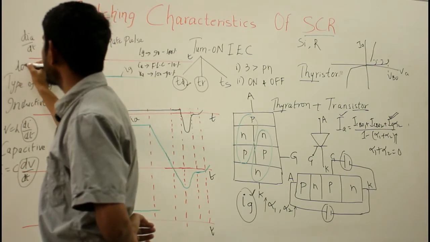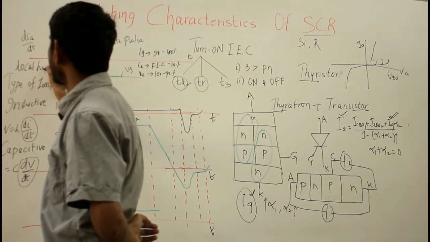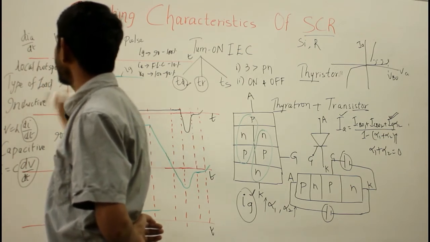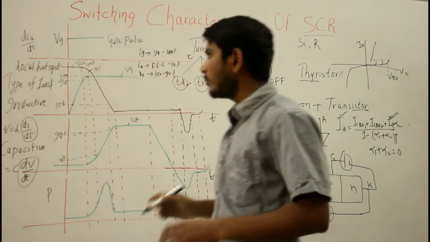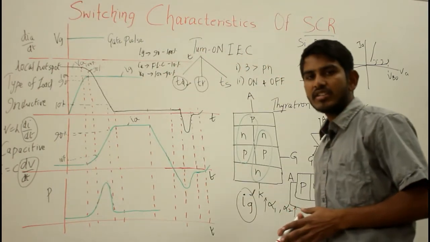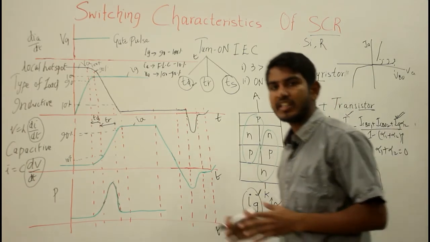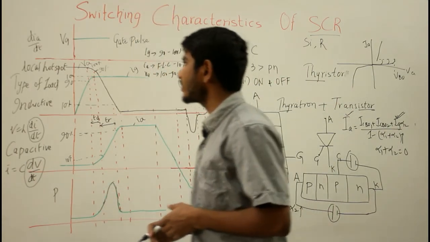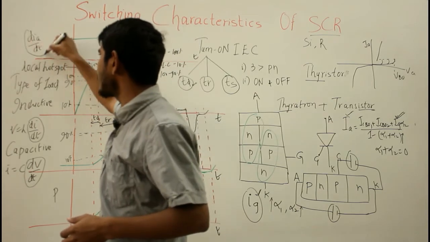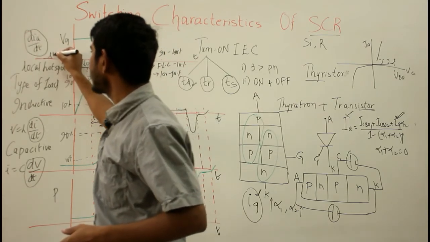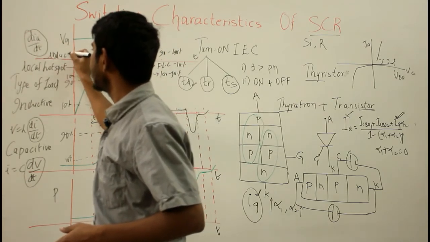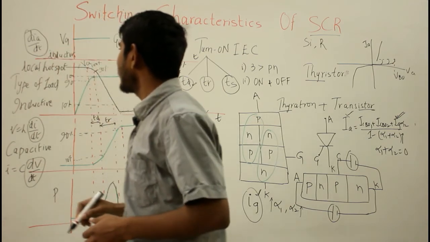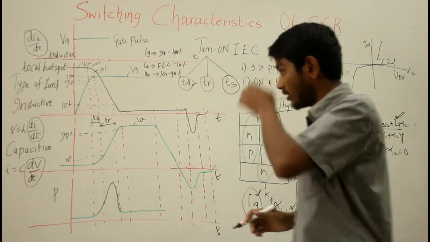So it may create a local hotspot, which is nothing but the concentration of the current in a very tiny region. Thereby the junction temperature may increase beyond the temperature rise limit and it may damage your SCR. So in order to tackle this high rate of di/dt, it is advisable to use an inductor in series with the SCR.